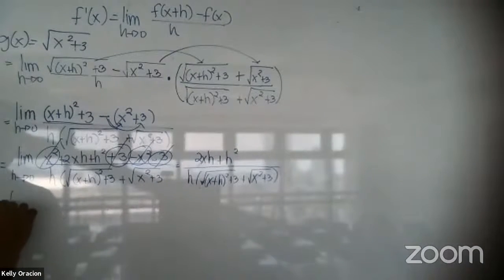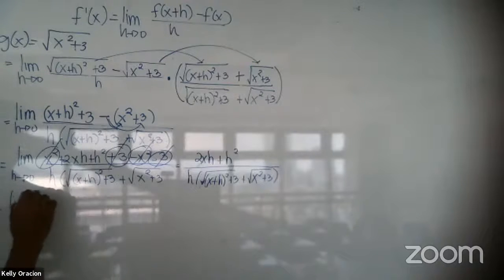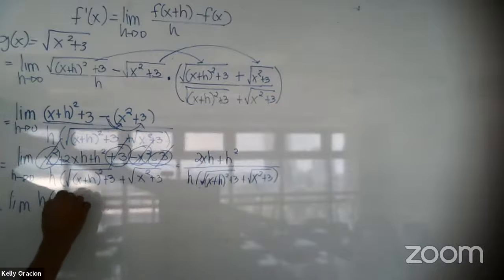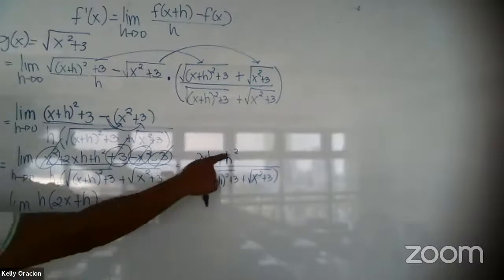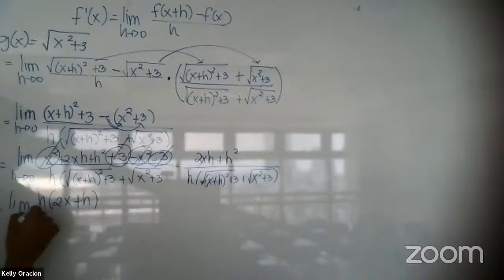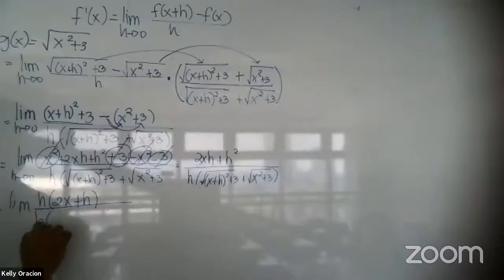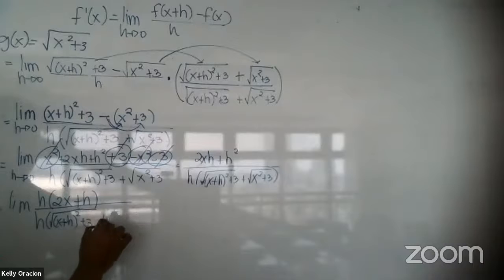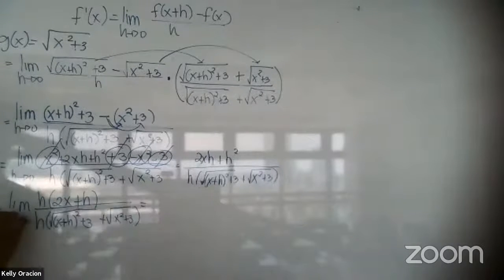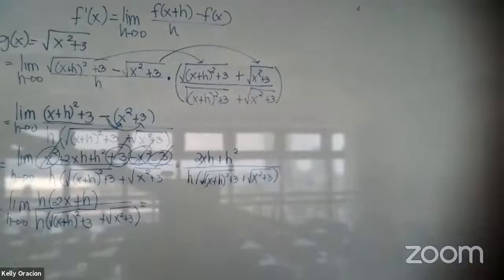Okay? So, you have the limit of h times 2x plus h. Of course, may isang h, so 2x na lang. H squared, so h na lang. Over h times square root of x plus h squared plus 3 plus square root of x squared plus 3 as h approaches 0.